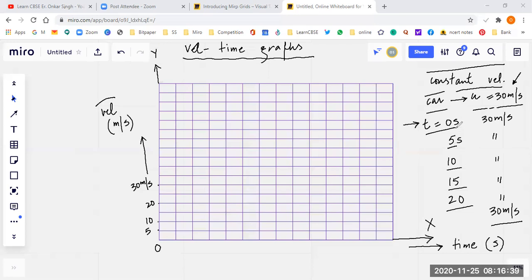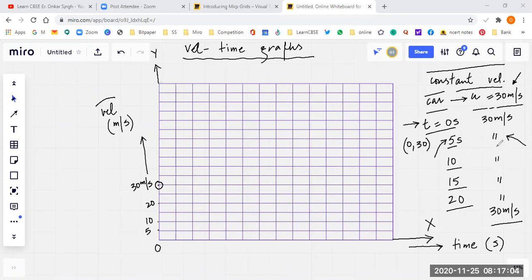So the first point is 0, 30. This is my first point, 0, 30. I will point it, this is 0, this is 30. The knowledge of coordinate geometry tells me this is the first point, right? Second point is what? Any student? What is the time when I want to point the second point? 5 seconds. And what is the velocity?